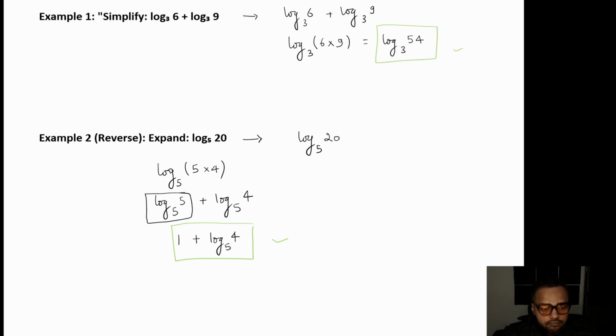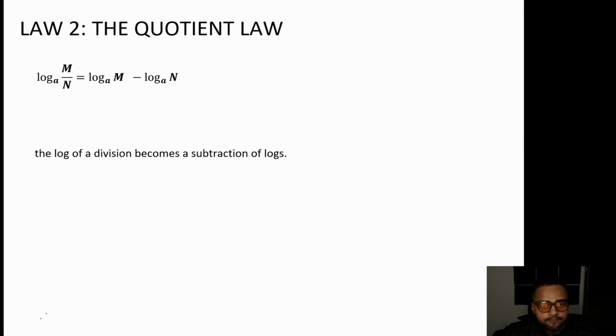Okay, now let's move further. Second comes the quotient law. What does the quotient law state, students? The log of a division becomes a subtraction of logs. Similarly, we can prove this law as well. Let's say we are given this law: log of m by n base a is equal to log of m base a minus log of n base a.